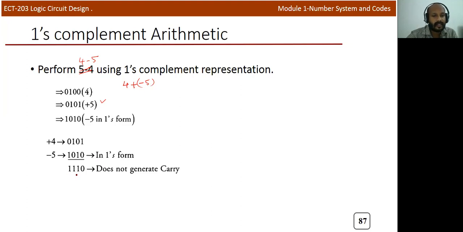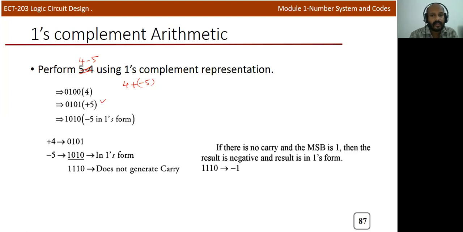So there is no carry. If there is no carry, it means the result is in negative form. So in one's complement form, we need to take the complement of that. If we take the one's complement, we'll get 1 0 0 0 0 1, and we identified that the result is negative because there is no carry. So the given value is 1, so we can write minus 1 because the MSB is 1. And that's all about two's complement and one's complement addition and subtraction.